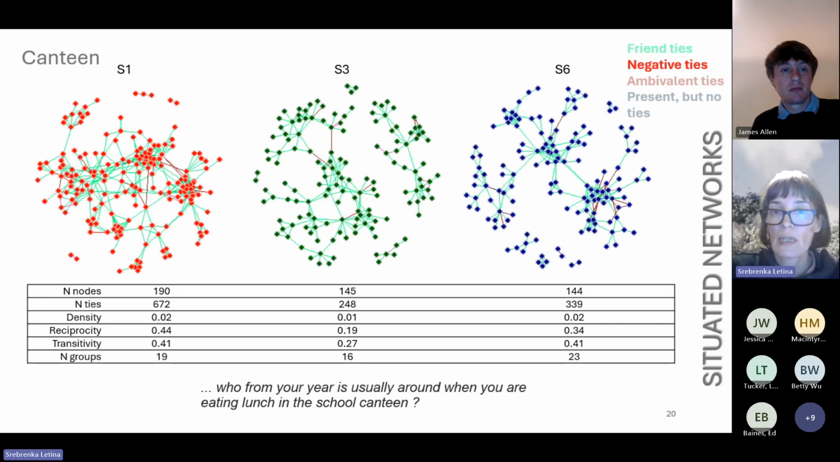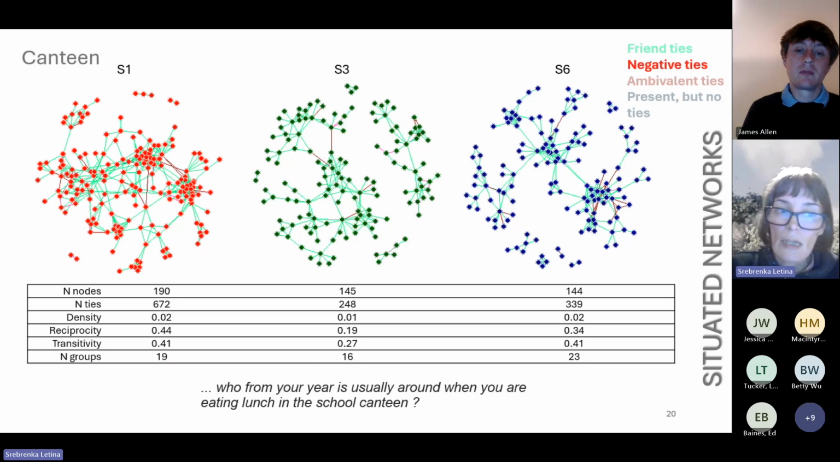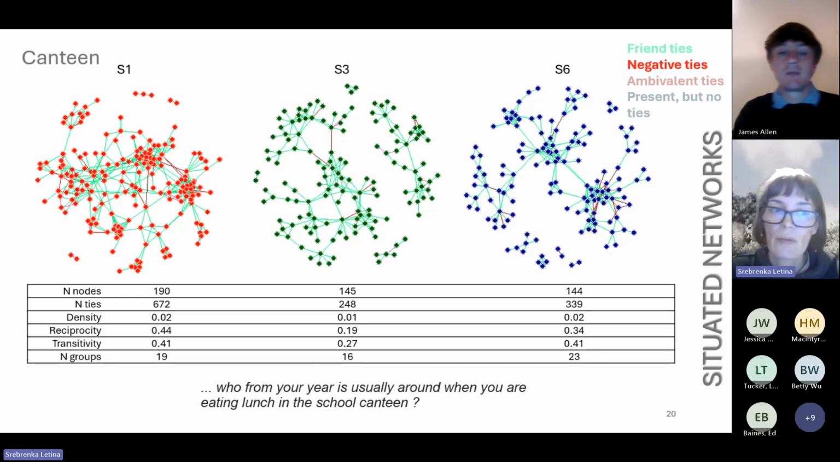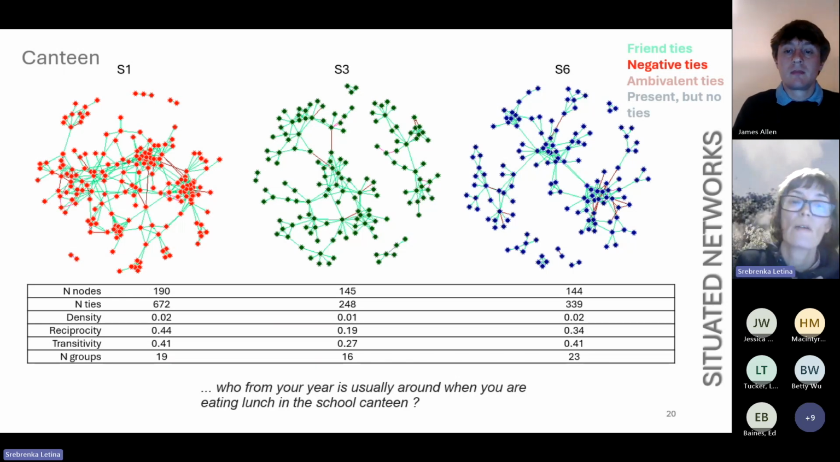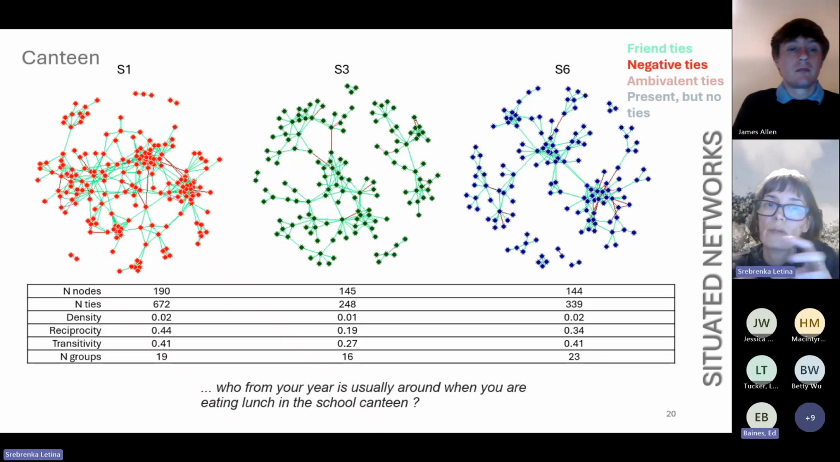And what you see for this network and its basic properties is that they are quite similar to the friendship networks, right? Because you can see that there is a density that exists at a similar level and reciprocity that is also there at a similar level. You can see triangles in the networks, so that means that there is transitivity, which you would expect a lot. And there are many groups, far more than when we looked at the friendship networks, which may have something to do with the fact that this is very situational.